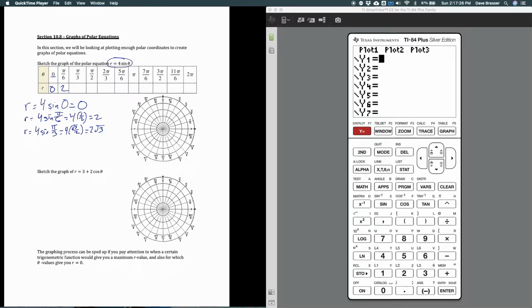Now, 2 square roots of 3 is fine and all, but it's not always the easiest number for us to deal with. So, in order to help us out with that, I'm going to write that down in this table here. I'm going to say 2 square roots of 3, but for graphing purposes, let's just go with, it's about 3.46.